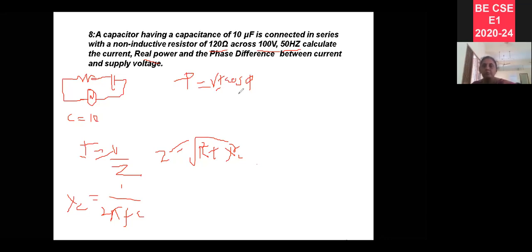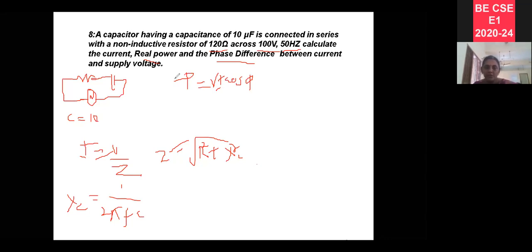See, simple formula: P is equal to VI cos phi. Cos phi is calculated by the ratio of resistance to impedance, R by Z. Or directly you can put the values there and calculate, no issues. After the real power, you have to calculate the phase difference between the current and the supply voltage. Cos phi we had calculated, so that is the same. Phi you can just take as cos inverse of the obtained value.